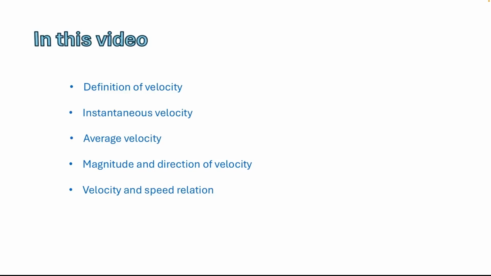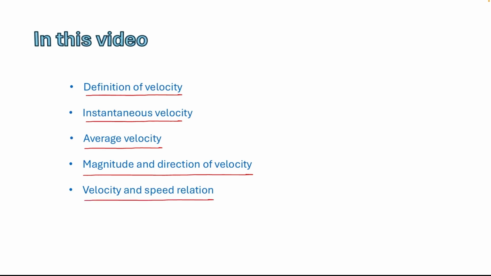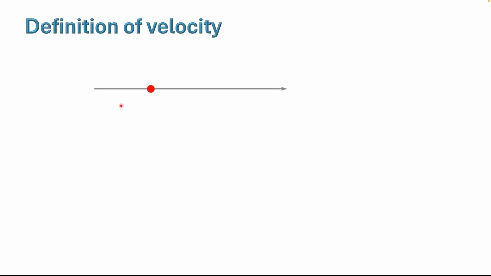In this video, you are going to learn the following: the definition of velocity, instantaneous velocity, average velocity, the magnitude and the direction of velocity, and finally, how the velocity is related to speed. Let us consider an object in a one-dimensional motion.